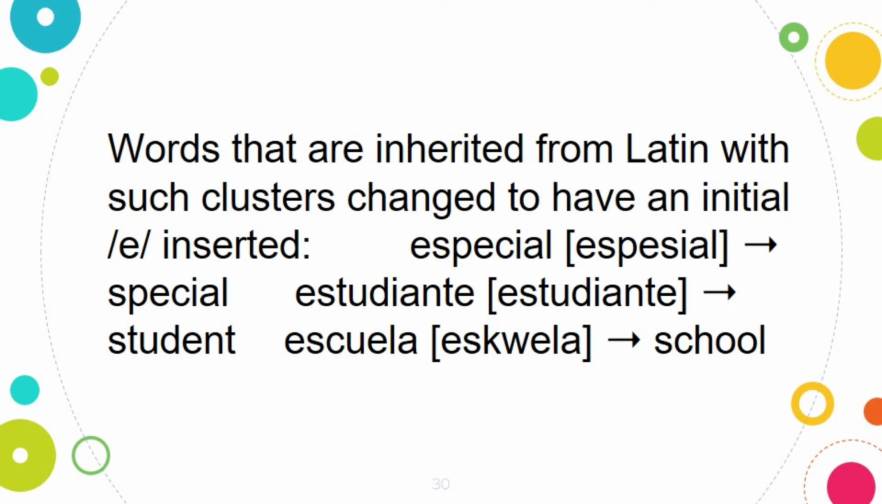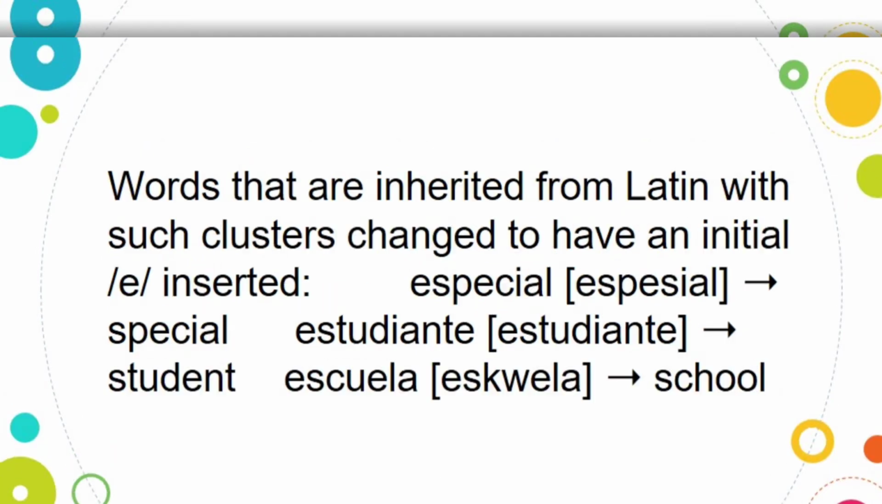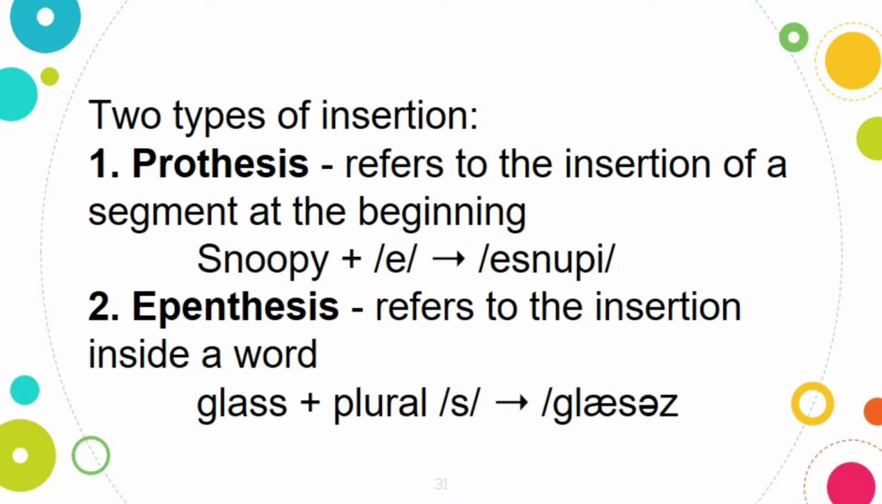Especial for special, estudiante for student, escuela for school. We have two types of insertion. We have the prothesis and the epenthesis. Prothesis refers to the insertion of a segment at the beginning, like Snoopy plus e is Esnoopy. Epenthesis refers to the insertion inside a word, like glass plus plural s, glasses.